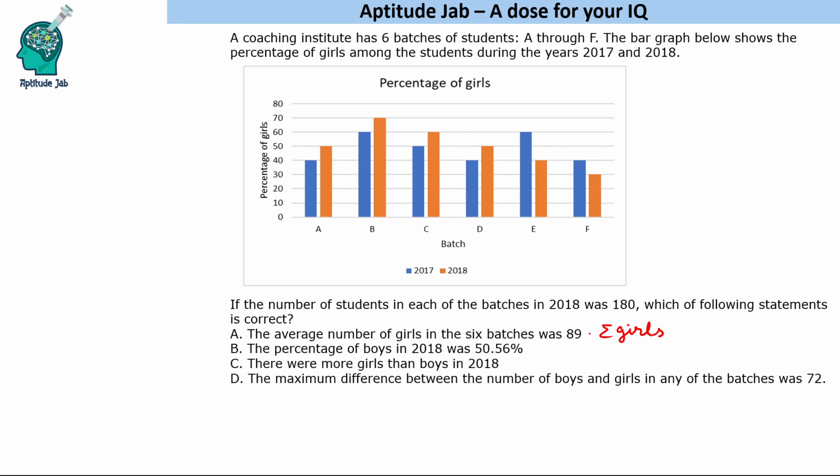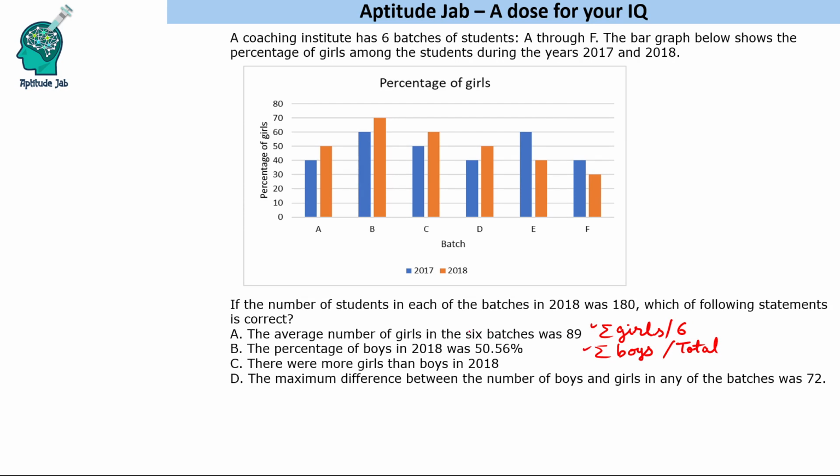The percentage of boys in 2018 was 50.56%. How will we get this number? We will get it by summation of boys divided by the total number of students. The third option: there were more girls than boys in 2018. So basically you'll have to do this and compare.